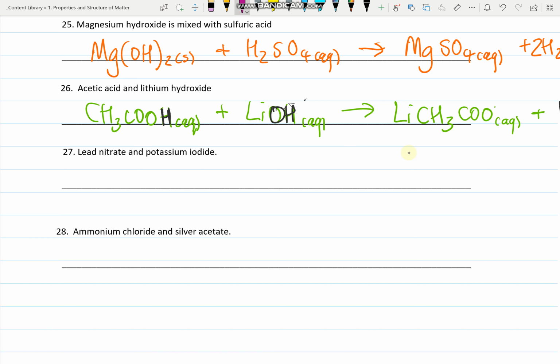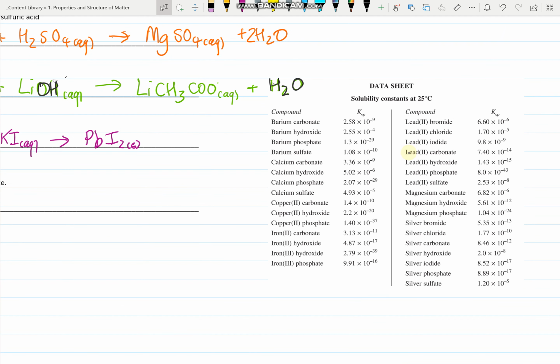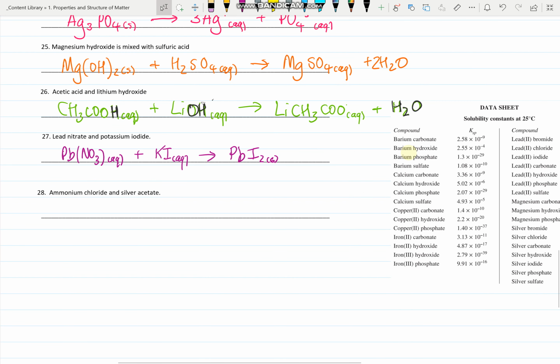Anyway, we go over here, we've got lead nitrate. It's going to be aqueous. All nitrates are aqueous. And potassium iodide. This is actually a famous experiment because it produces this compound, lead iodide, which is a yellow solid, very pretty solid. And it should be down here, lead iodide, 9.8 times 10 to the negative 9. It's fairly insoluble.